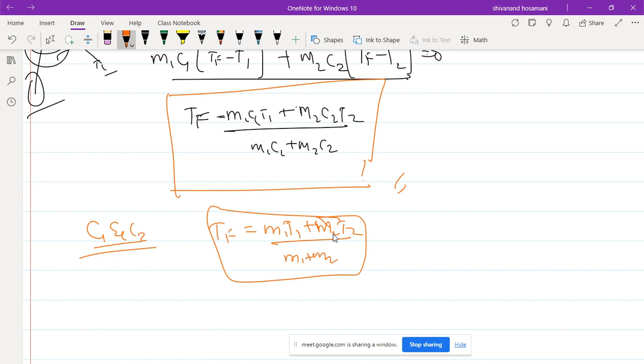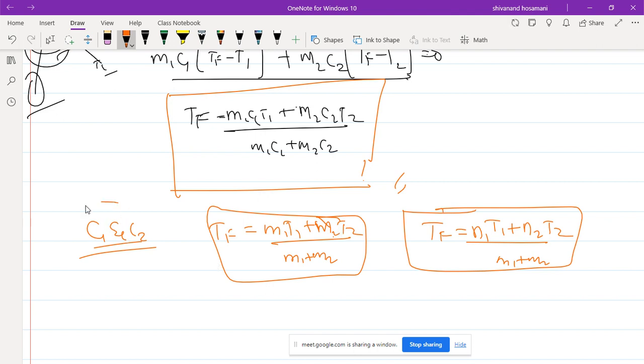Similarly, we can calculate other things also. Even in terms of moles, I can replace this for moles: n1 is the number of moles, so T final is n1 T1 plus n2 T2 divided by n1 plus n2, if the specific heats are same and constant. So this is what exactly the entropy change.